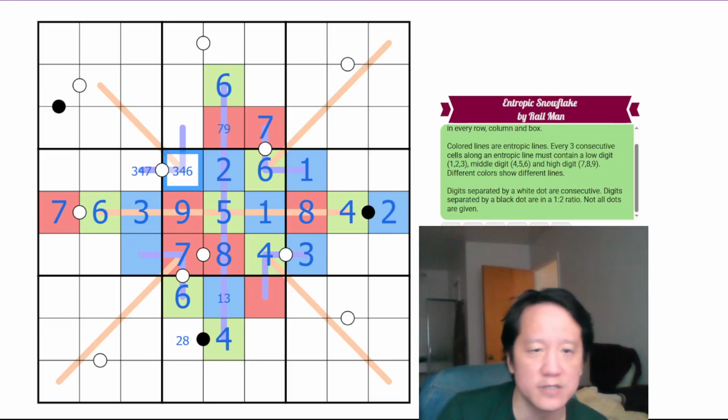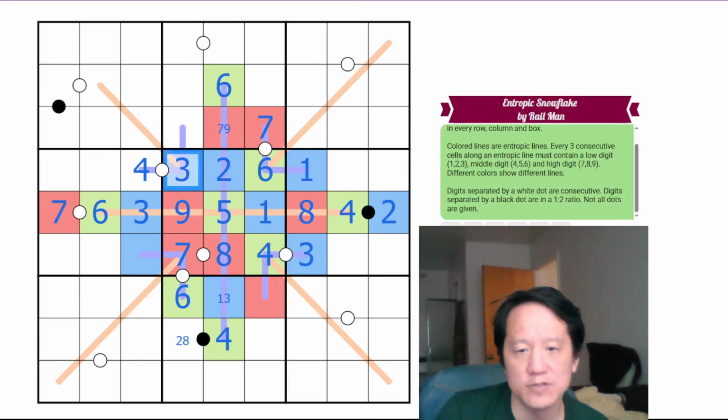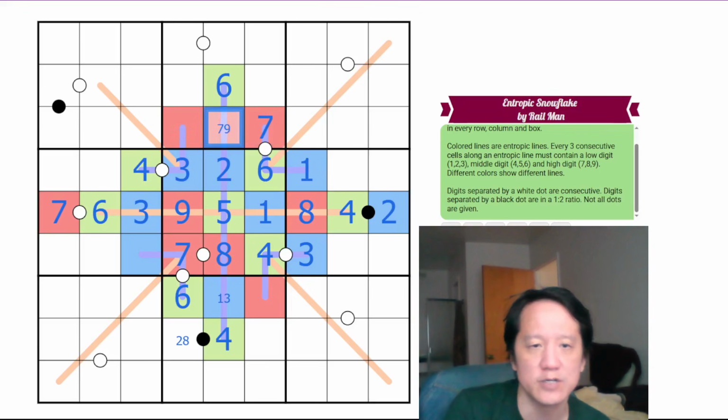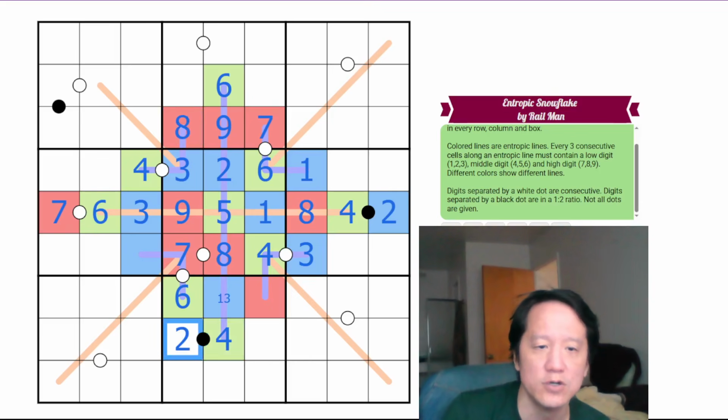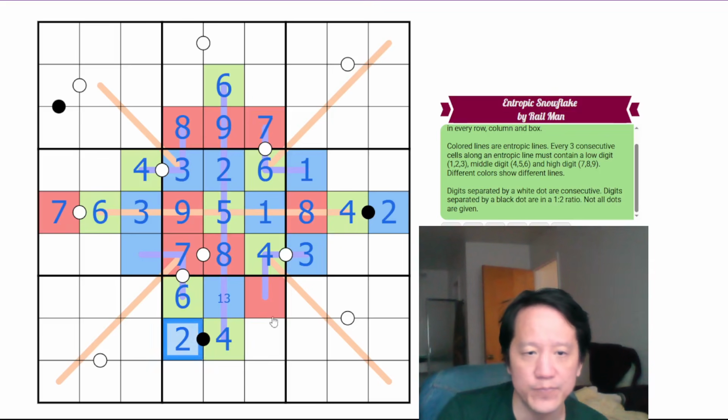This cannot be 6 and 7, so it's a 3-4 pair, but this can't be 3 because of 3 in the box, so this is 4. That's 3. That leaves this as low, this as middle, and this has to be a high. 7 eliminates 7 here, so that's 9, which makes this 8. 8 eliminates 8 in the rest of the column, so this is 2, which means this is a low. This is 7 as a high, so this must be high over here. And this is a blue.